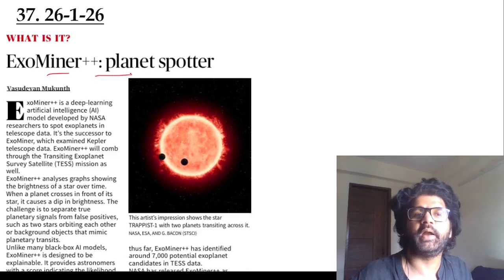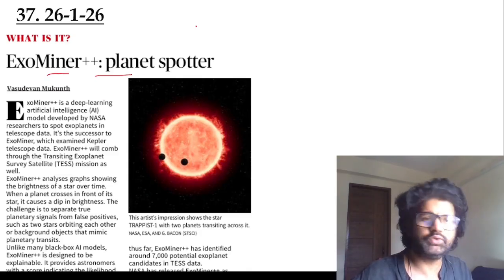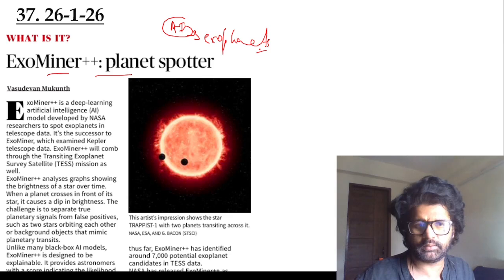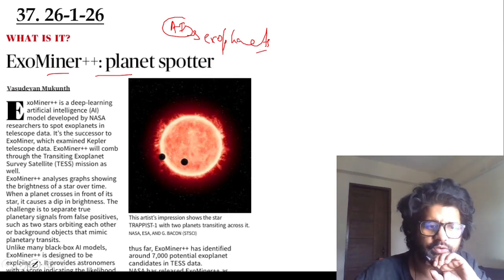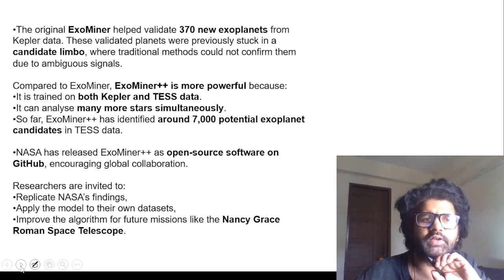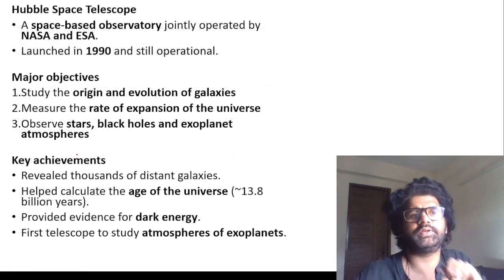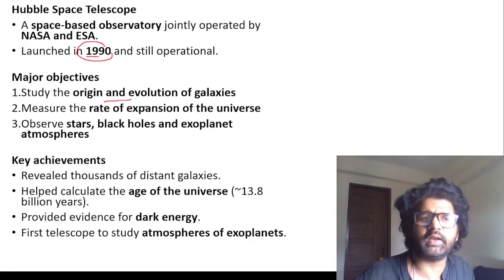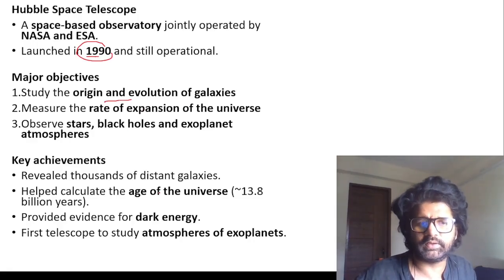What is it? ExoMiner++ planet spotter. So using AI, we are trying to spot exoplanets. Exoplanets means planets which are orbiting a star other than the Sun, right? Outside our solar system. There are terms, guys, which we have to understand here. Like the Hubble Space Telescope, which was there in 1990, which we are using to study and observe galaxies and exoplanets. It revealed thousands of galaxies. Do remember the chronology, Hubble.